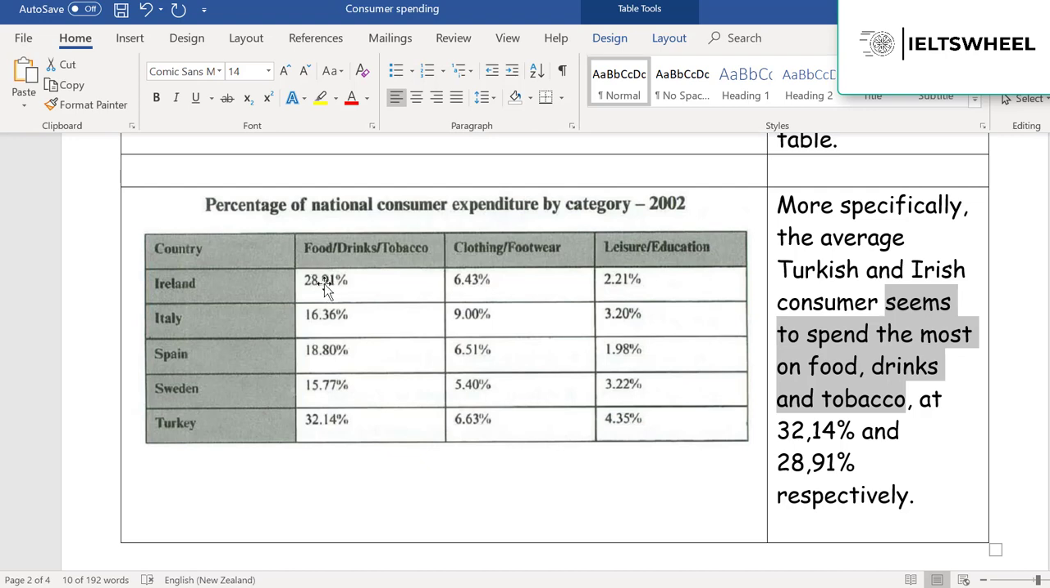Okay, so the idea is we are focusing on the countries with the largest expenditure, and we illustrate these percentages. So focus on the highest percentages, and exactly what you do, that's what we are doing here. Okay, and then indicate the exact percentages. Okay, so 32.14% and 28.91% respectively. Why? Because the first figure belongs to the average Turkish consumer, and the second figure belongs to the average Irish consumer, and therefore we need to use the word respectively.